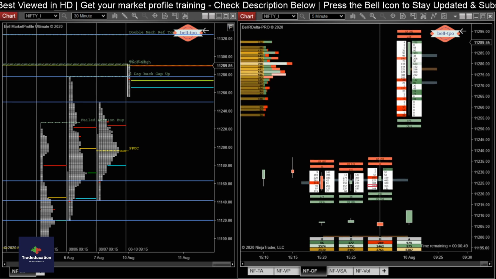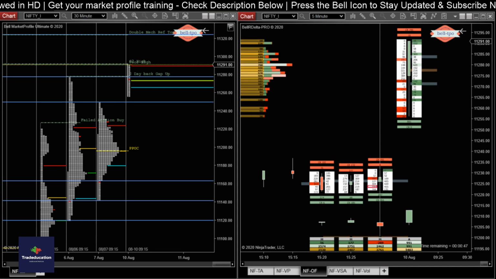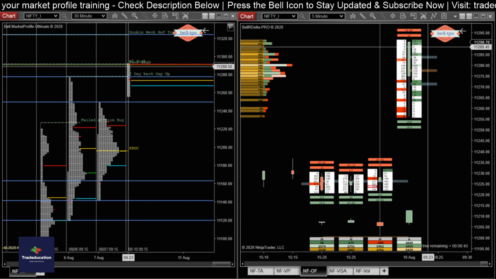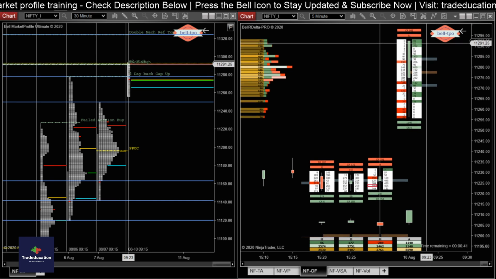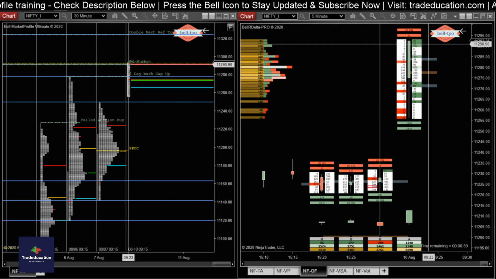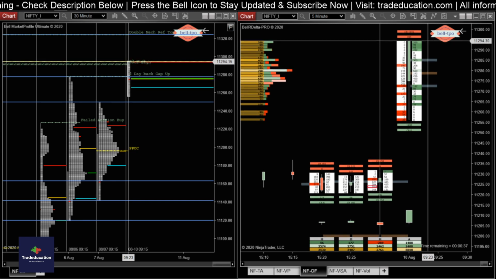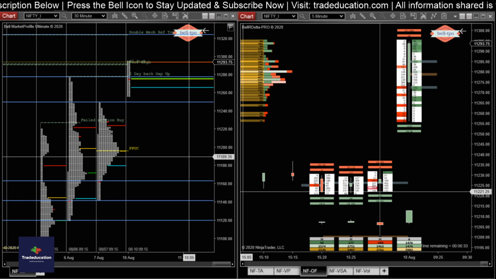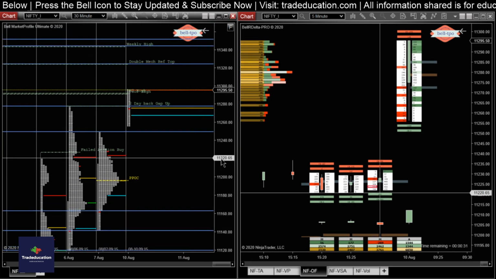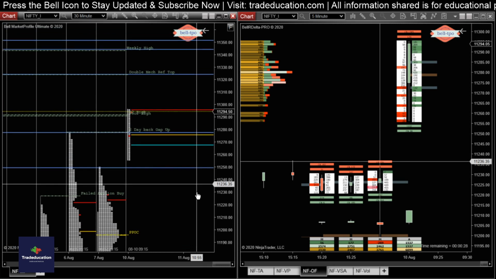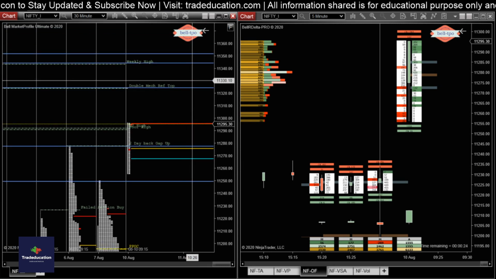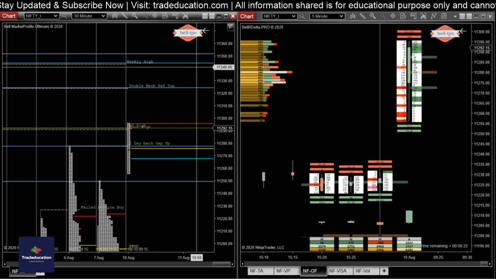Okay, so the G2 high has been tagged, and yeah, so stops are getting built. So I said 11,290 is where stops were built. So this was a stop hunting move, and now we are seeing further continuation to the upside. So, and these are the two levels. So 11,323, and this is where stops are built.